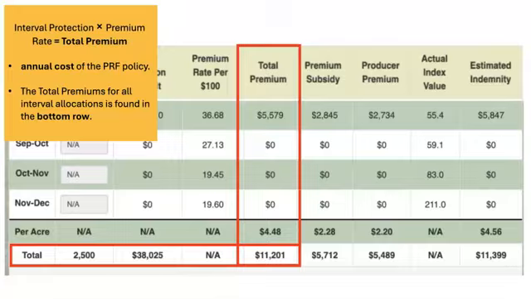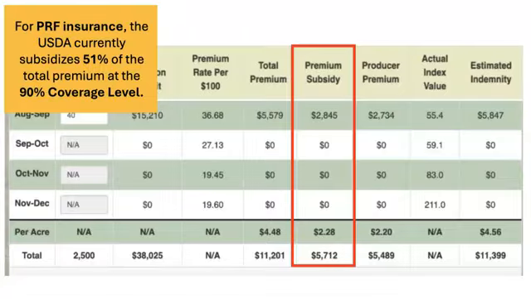The premium subsidy is the portion of the PRF insurance premium that is paid by the federal government, reducing the amount the producer pays out of pocket. The USDA currently subsidizes 51% of the total premium at the 90% coverage level, meaning the producer only pays the remaining 49%. The subsidy helps make PRF coverage more affordable by lowering the producer's out-of-pocket cost while still providing protection against drought-related forage losses.